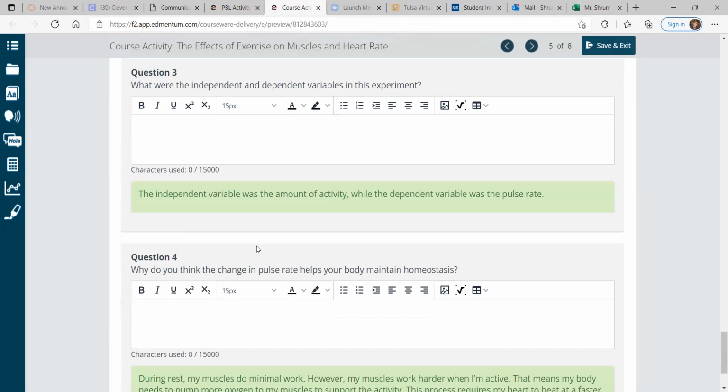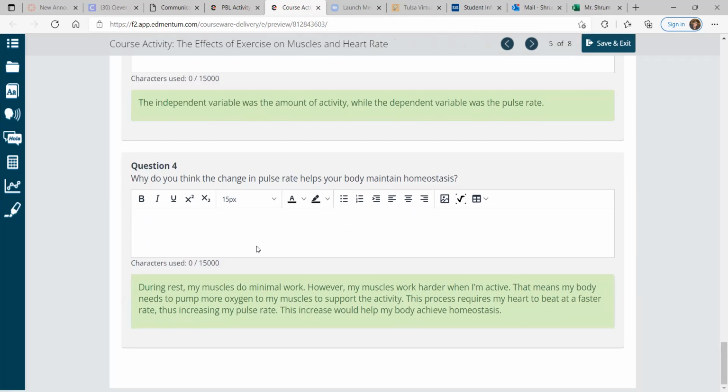Now we're going to talk about the variables, independent and dependent. The independent variable was the amount of activity. The amount of the activity did not depend on your pulse, right? Your pulse depends on the amount of the activity you are doing. Hopefully you're familiar with that concept. If not, message me about it and I will explain that to you in more detail.